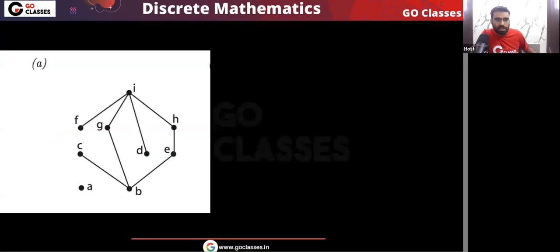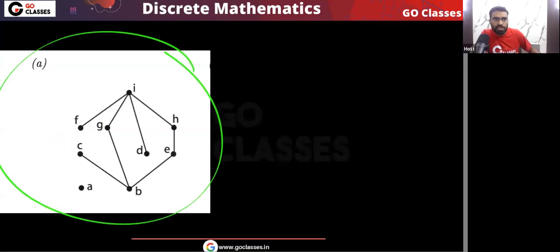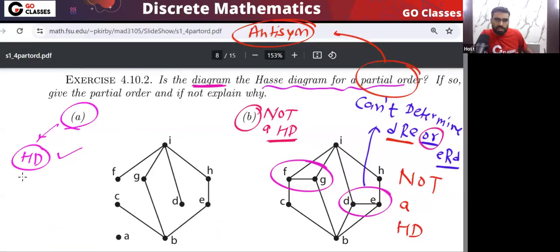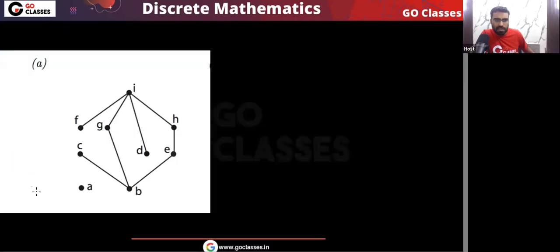Now, let's find out the cardinality of the relation. Okay, for this one, I am asking what the cardinality of the relation is. So let's assume this is the Hasse diagram of relation R. Let me call it the Hasse diagram of partial order relation R.